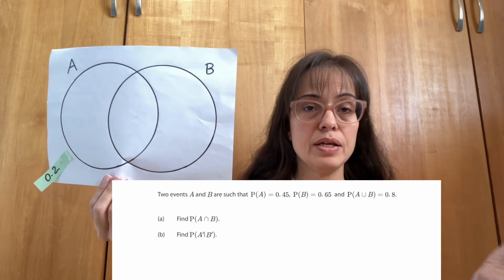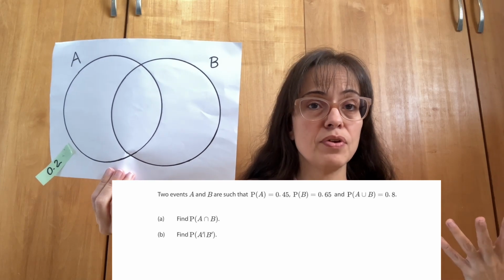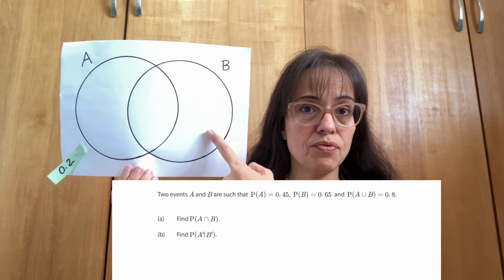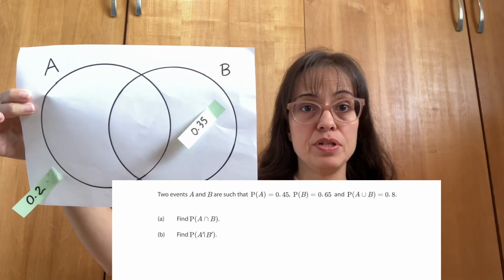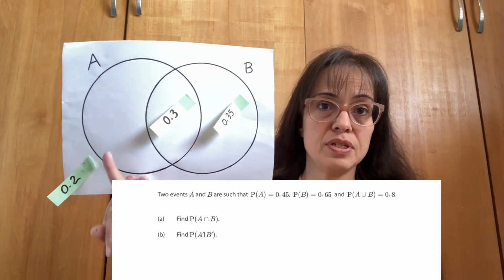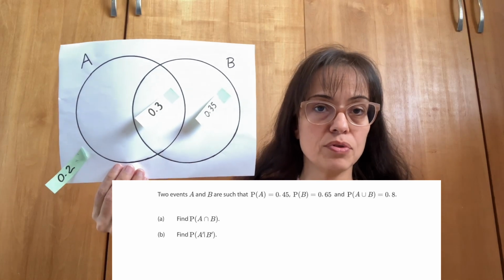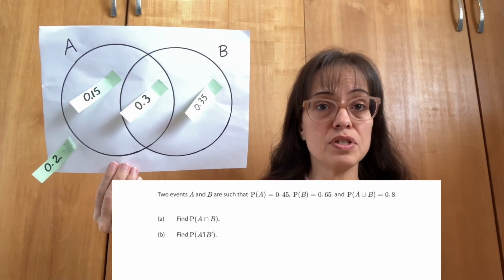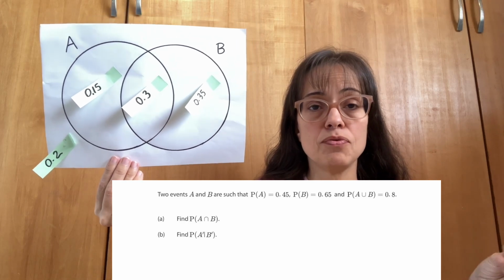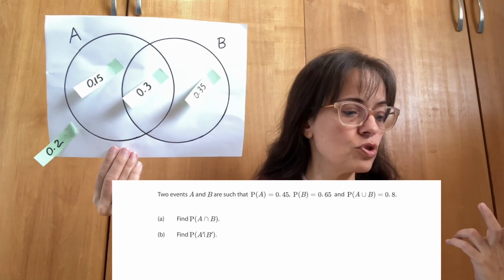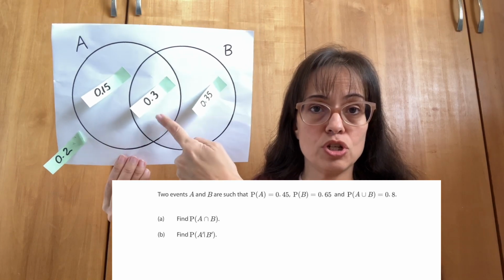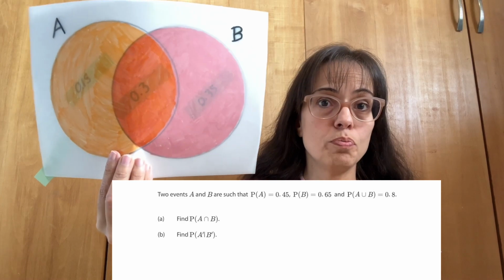I know that P of A is 0.45, so outside of A I need 0.55. I already have 0.2, so I need another 0.35 for here. Probability of B is 0.65, so with 0.35 here I need 0.3 in the middle. And it's going to be 0.15 to finish the diagram with everything adding up to 1. And like I was saying, once you've done this, you can read any information that you want from the diagram. This question is going to ask me for slightly different information than the previous question, but he does start by just asking the intersection of A and B, which is this one in the middle, which is 0.3.